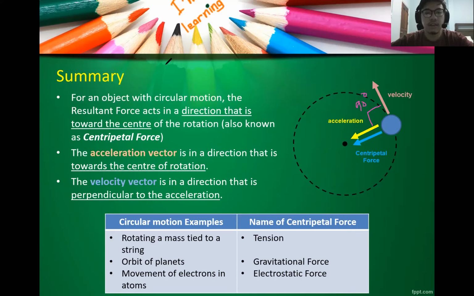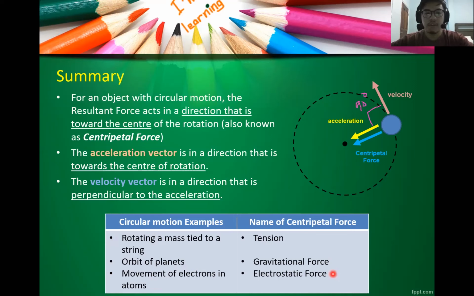There are also a lot of different types of circular motion, and the ones we looked at in this topic are listed in this table here. For a mass that is rotating, tied to a string, what is the centripetal force? It is the tension inside the string. For planets orbiting around the sun, what is the centripetal force? It is the gravitational force. For electrons in atoms moving around the nucleus, what is the centripetal force? That is the electrostatic force. Okay, and that is everything on circular motion.